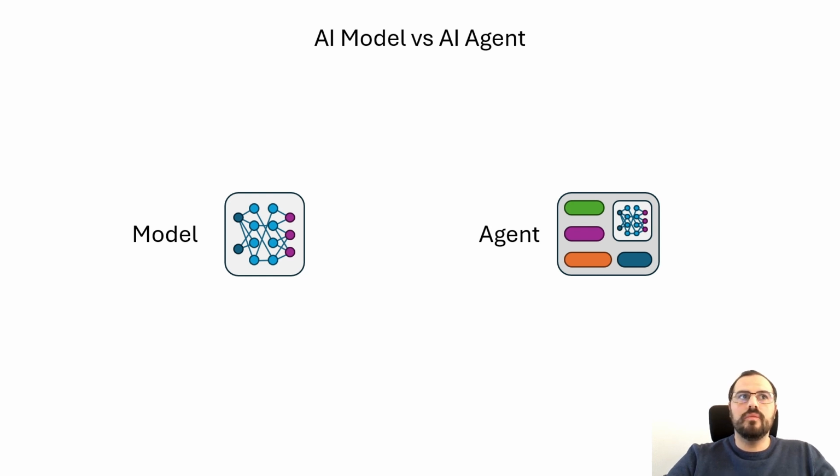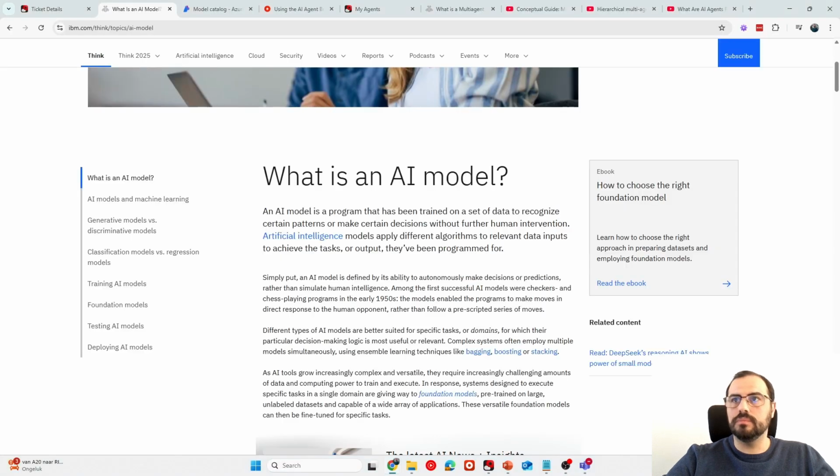So for me, I will give a definition, and I will talk about what in my perspective should be the difference between a model and an agent. Okay, so let's check some information here. For example, according to IBM, if we check here in this article, an AI model is a program that has been trained on a set of data to recognize certain patterns and make decisions.